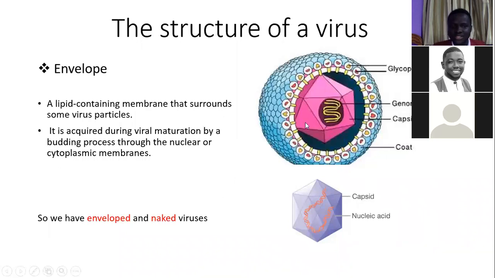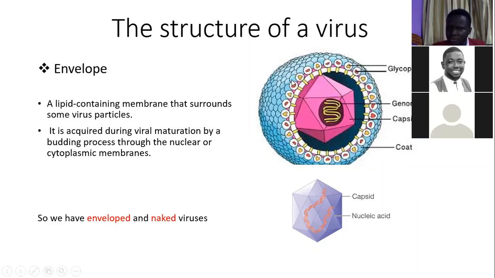Now you can watch this diagram. I have explained that a typical virus will have a capsid and a nucleic acid. This is the general structure of a virus. But some viruses also have something we call the envelope. The envelope surrounds the capsid.